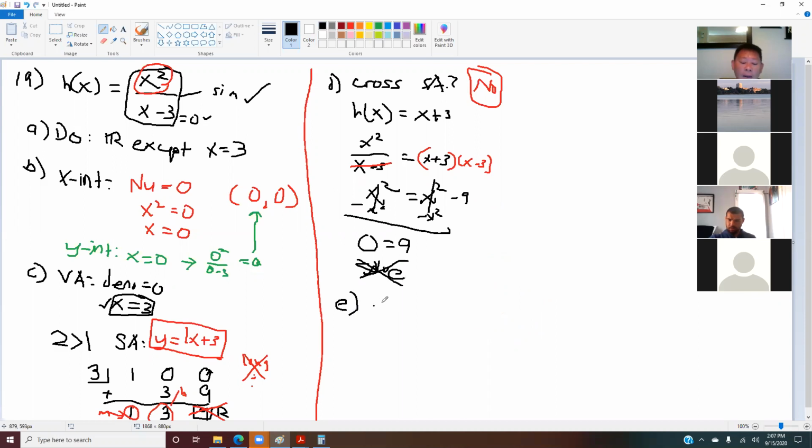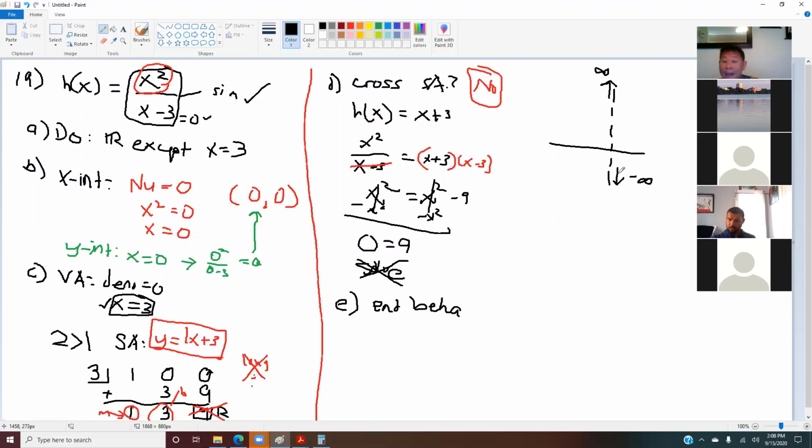E, end behavior. This is all important. If you want to go to calculus, you better pay attention here because this is all going to be applied to you in calculus. So what is end behavior? End behavior means that when the graph approaches the vertical asymptote, it can go to positive infinity or it can go to negative infinity. This is what we call the end behavior.